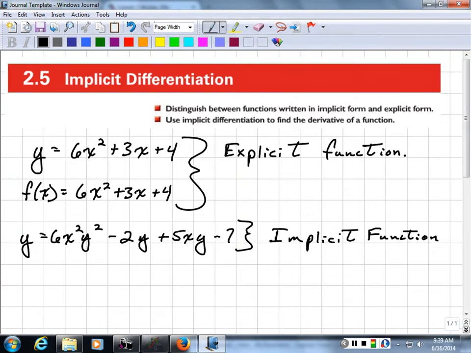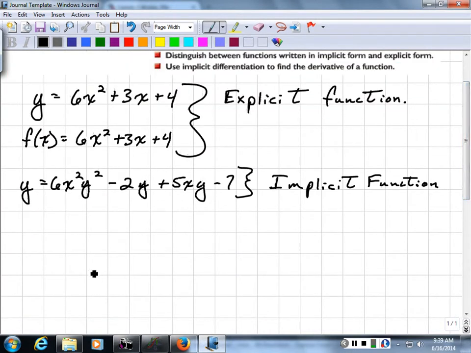Another example of an implicit function: x squared plus y squared equals 6. Yes, technically this can be solved for y, and I would get y is equal to plus or minus the square root of 6 minus x squared. A lot easier, though, just to look at it as an implicit function and find the derivative.